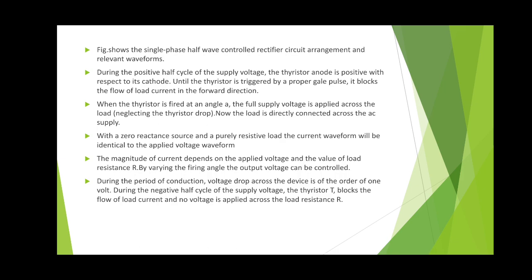During the period of conduction, the voltage drop across the device is of the order of 1 volt. During the negative half cycle of the supply voltage, the thyristor T1 blocks the flow of load current and no voltage will be applied across the load resistance because T1 is reverse biased and it will go in off state. So this is the operation of the simple basic circuit, that is the single phase half wave controlled rectifier.